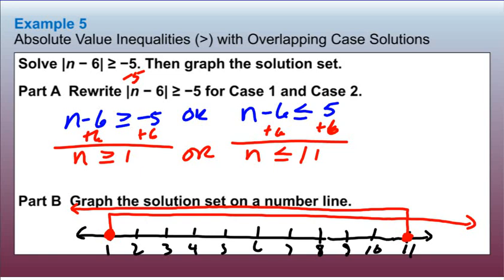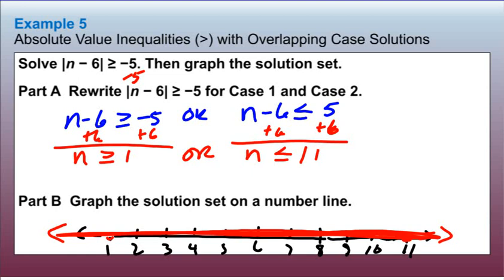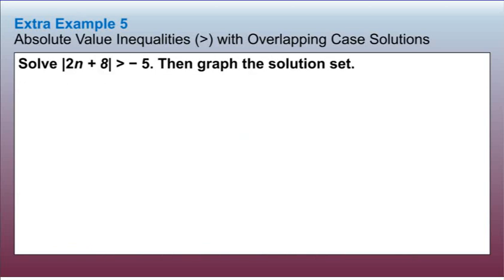So for this one, I could keep my graph looking like this, or we could write it this way. It would be all real numbers. You can just have a thick bar on here, or you can just draw a line in both directions like I had before. But all solutions would work. And our very last one.